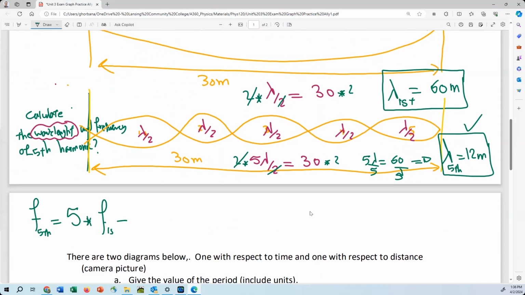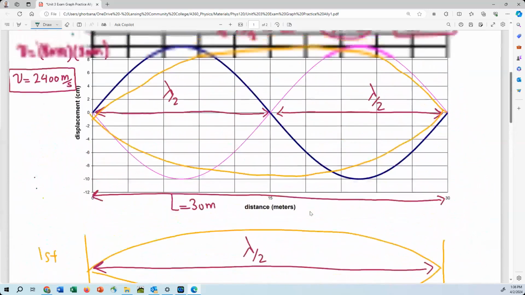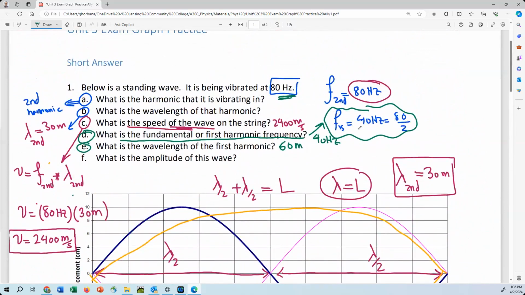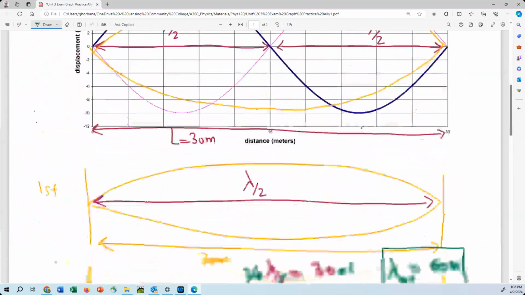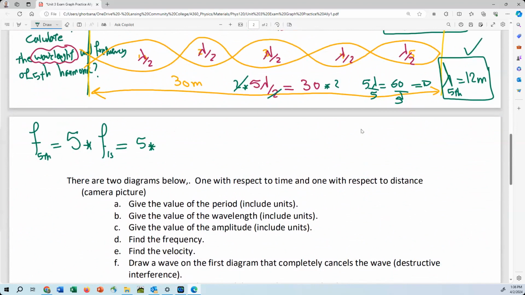Good? So 5 times, what is the frequency of the first harmonic that we calculated? It was 40. So 5 times 40 is 200 hertz, yes? So the frequency of the fifth harmonic is going to be 200 hertz.